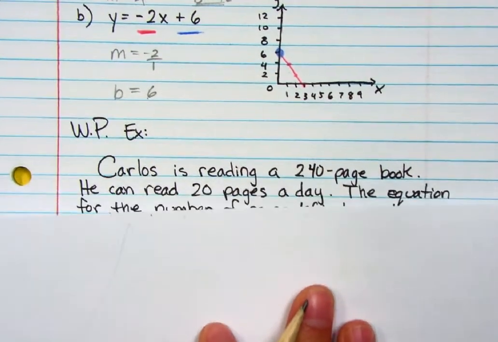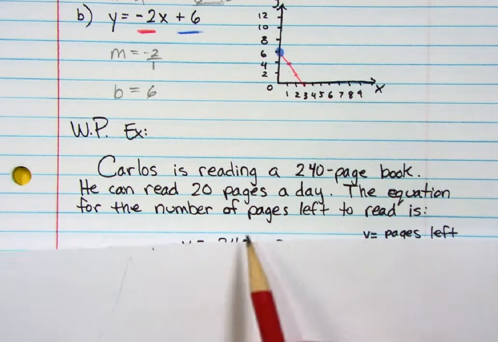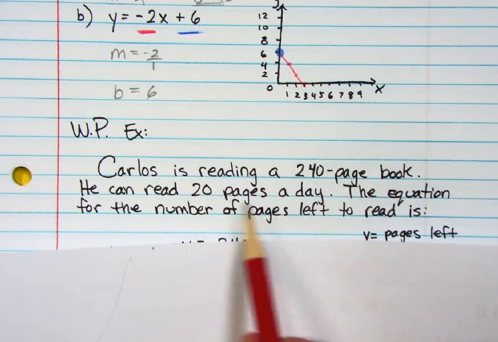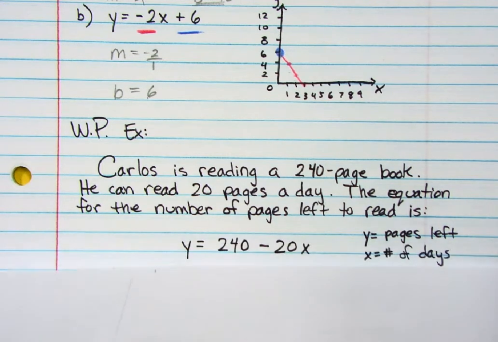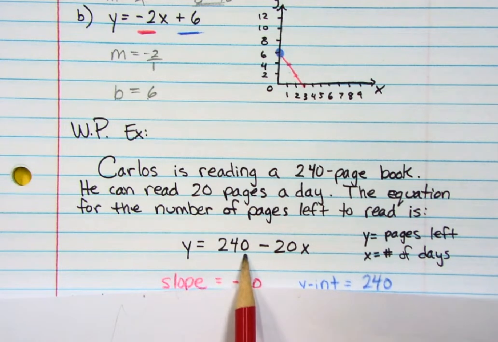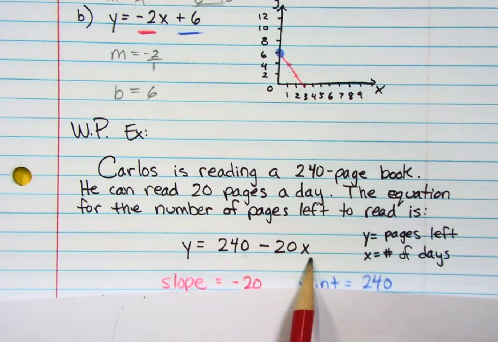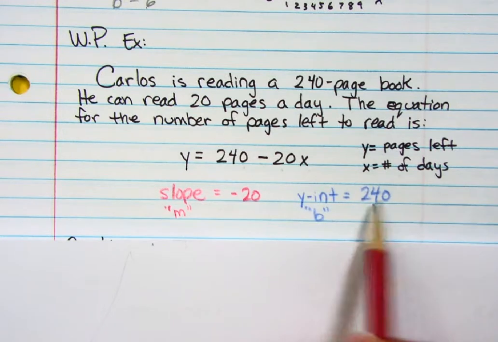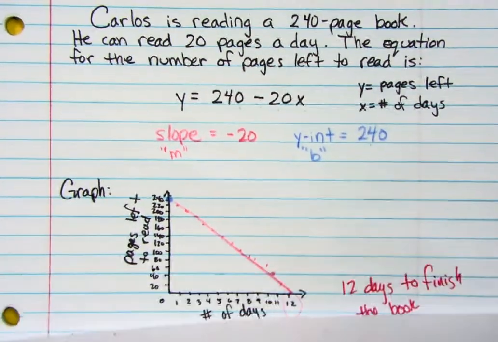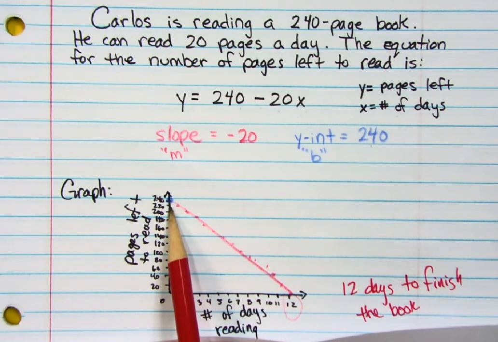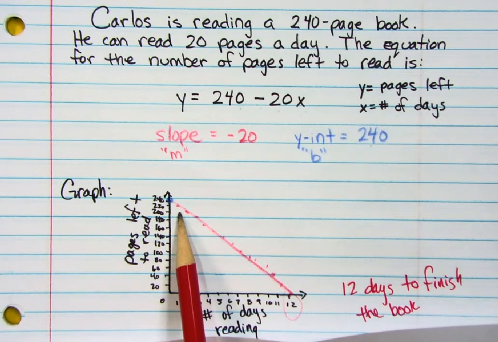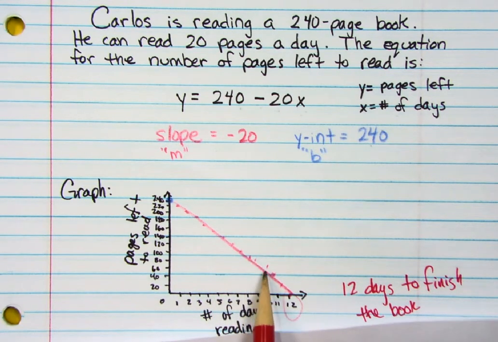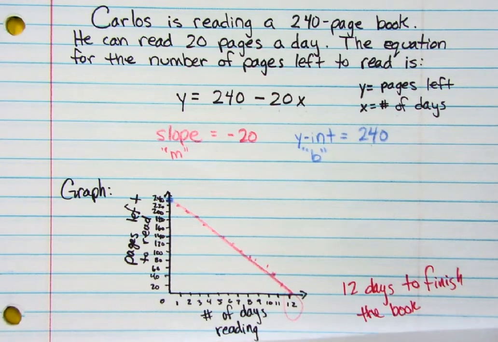Last example is a word problem. Let's put this together and make sense of it. Carlos is reading a 240-page book. He can read 20 pages a day. The equation for the number of pages left to read is y = 240 - 20x. He starts with 240 pages, but he reads 20 pages a day, so he's subtracting 20 pages a day. y is the pages left, x is the number of days. So that's my slope, -20, and that's my y-intercept, 240. How would I graph this? Just like this. I start at 240, and each day he's dropping 20 pages off the total because he's reading another 20 pages. It's a negative slope because the number of pages left continues to diminish, getting smaller and smaller. And we find out that it'll take him 12 days to finish that book at that rate.